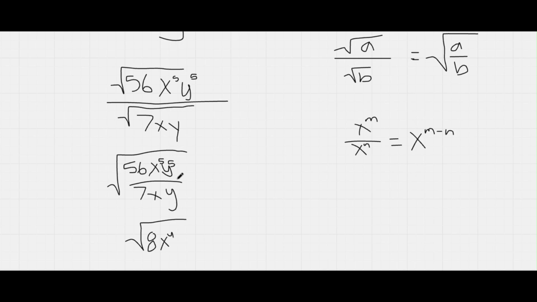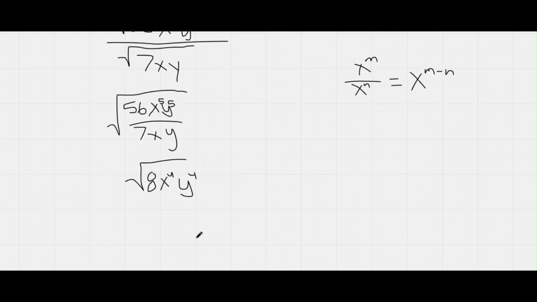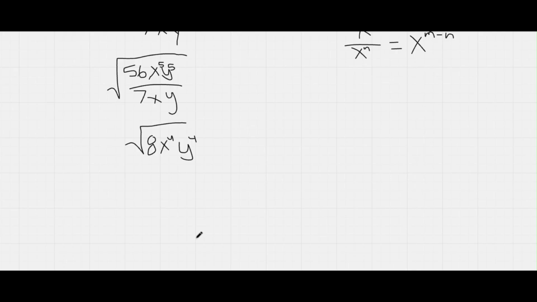And y to the fifth divided by y to the first power is equal to y to the 5 minus 1, which is y to the fourth power. Now we're going to simplify further.